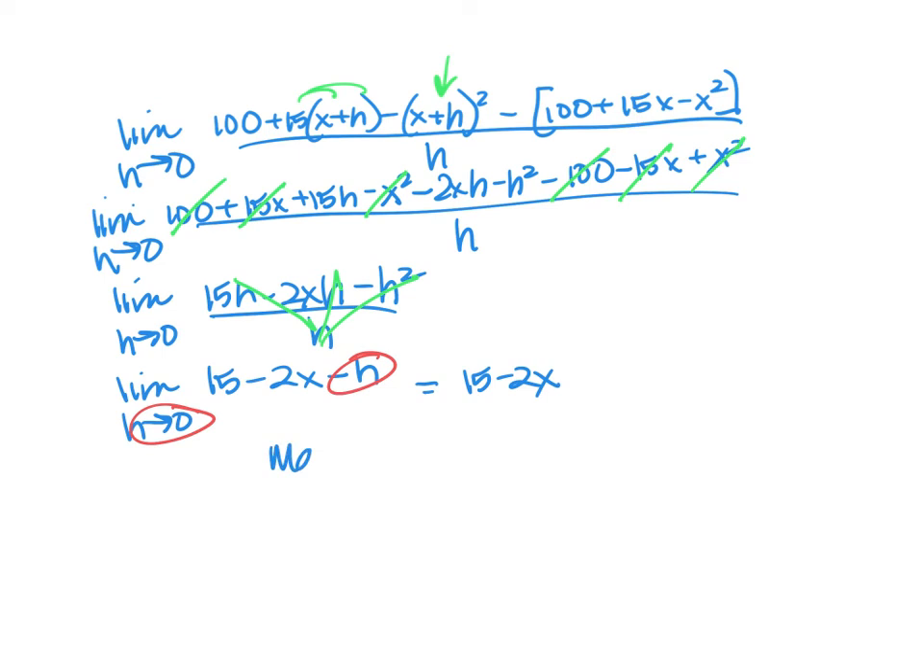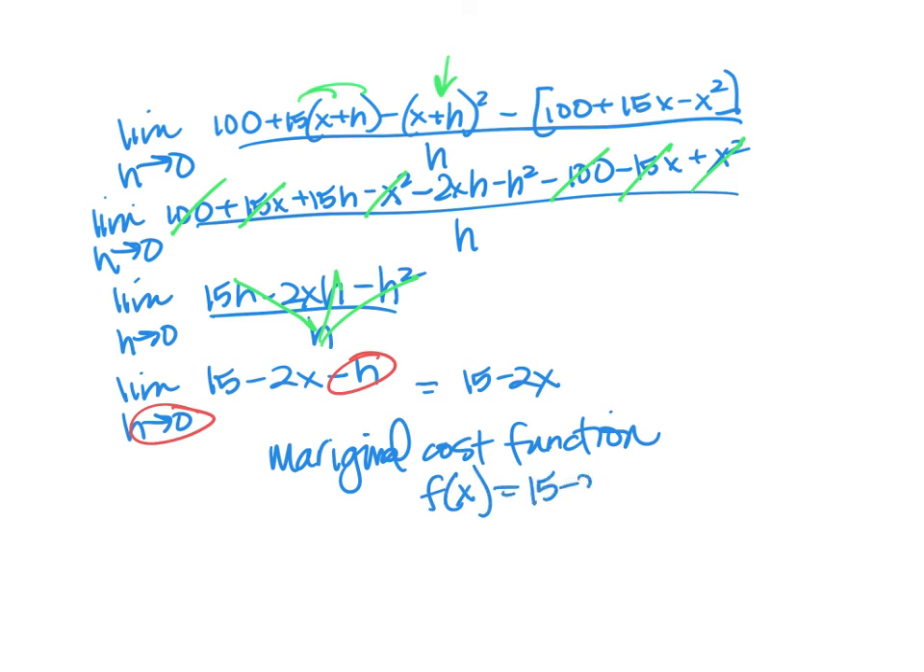Let's just write this down. Marginal cost function, which would be, let's just say, 15 minus 2x.